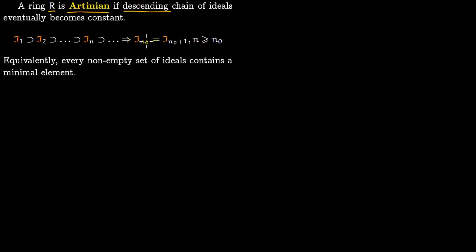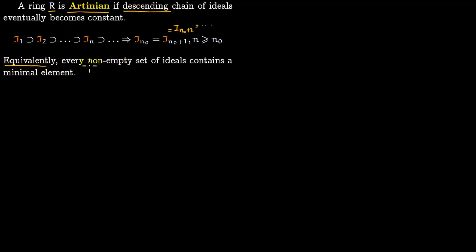So I of n naught will be equal to I of n naught plus 1, which will be equal to I of n naught plus 2 and so on. So exactly like it was in Noetherian, but the inclusion sign is reversed. So instead of ascending we have descending.